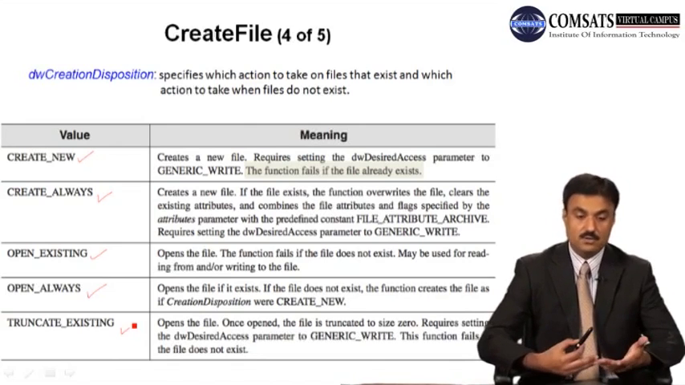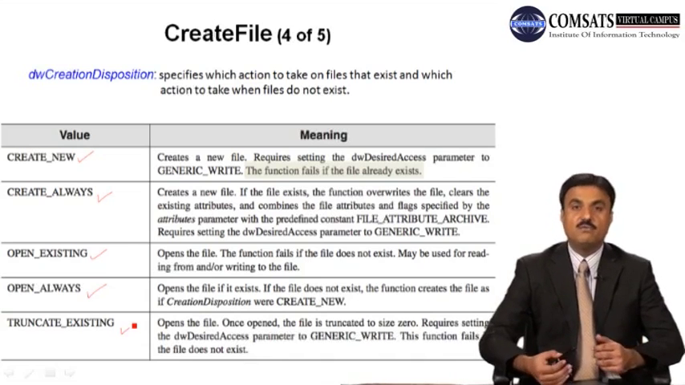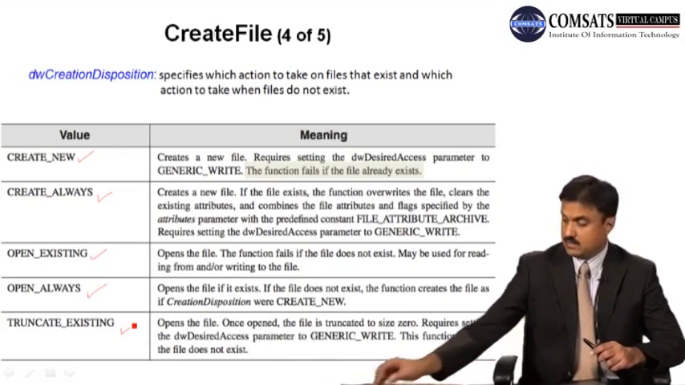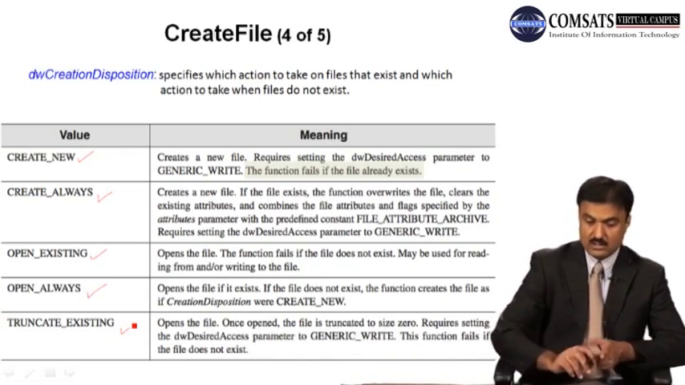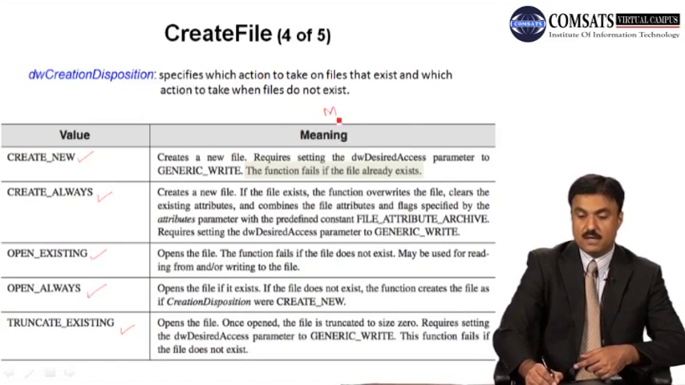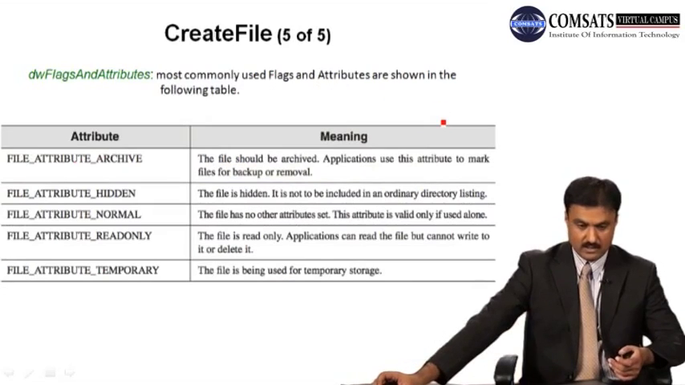Similarly, if you want to create a new file with CREATE_NEW or CREATE_ALWAYS, then you can open it for reading or writing or both purposes. Similarly, there are different functions, and all these functions have different parameters. You can see the MSDN library for a brief explanation about all these functions and their parameters.